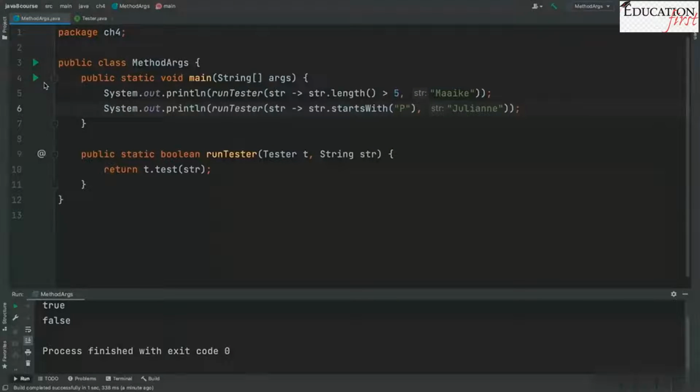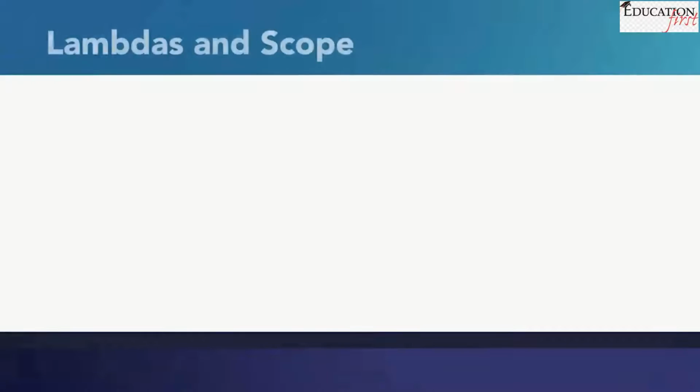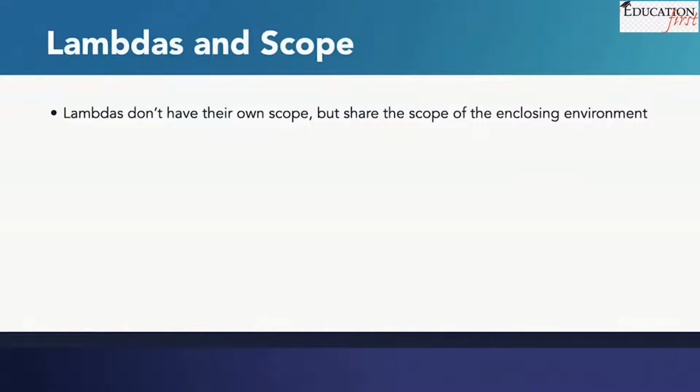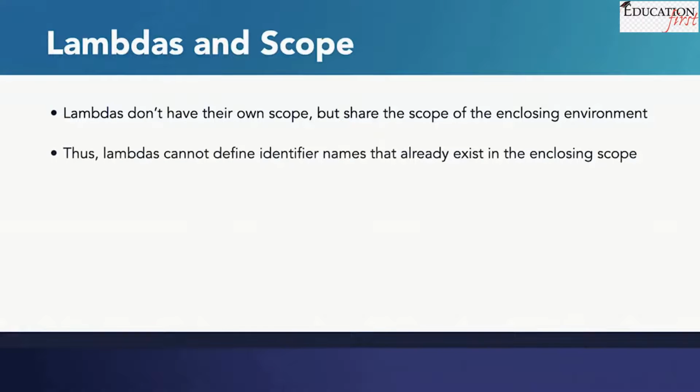And this is a very, very important basic principle that's going to be used a lot when you get to functional programming and the Streams API. It's important to end this section on lambda expressions with some important remarks about scope and lambda expressions. Unlike methods, lambdas don't have their own scope, but share the scope of the enclosing environment. So we cannot use names for identifiers in lambdas that already exist in the enclosing context, since we cannot have two identifiers with the same name in the same scope. We wouldn't know which one we would be talking about.